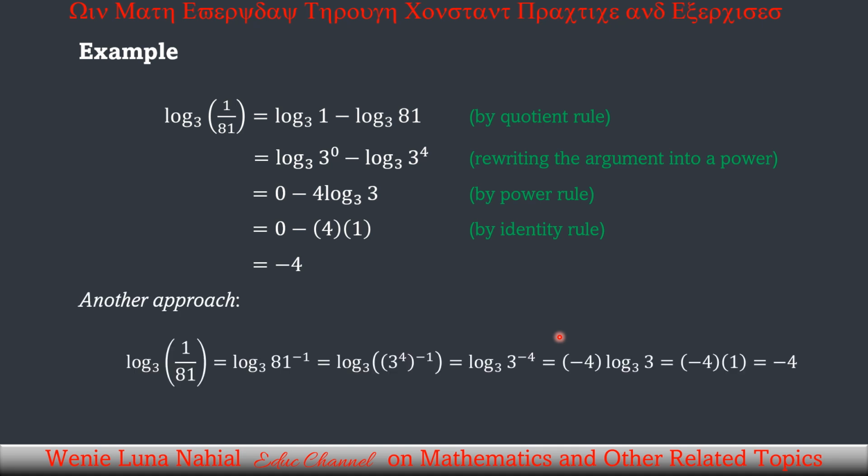Or another approach, you can rewrite this 1 over 81 as 81 raised to negative 1. Then, rewrite 81 into a power, so you have 3 raised to 4. Then, applying an exponent rule, 4 times negative 1 is equal to negative 4. Then, applying the power rule, you have negative 4 times the logarithm of 3 to the base 3. So you have negative 4 times 1, that is equal to negative 4. So that's another approach in solving this problem.